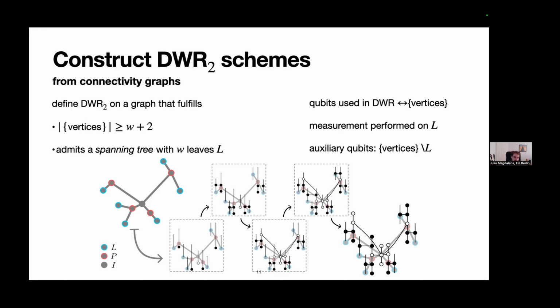At every time step, I first start with initializing the auxiliary system. All the parents are initialized in the plus state by measuring Pauli X, for example, and the interior qubits are initialized in the Pauli Z basis, sorry, in a computational basis state. This is the first figure on the bottom left.